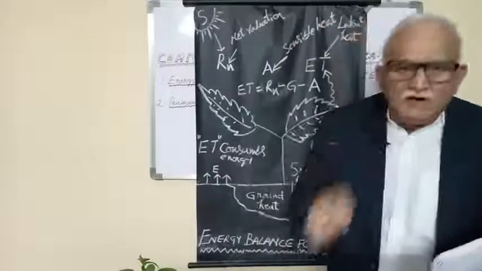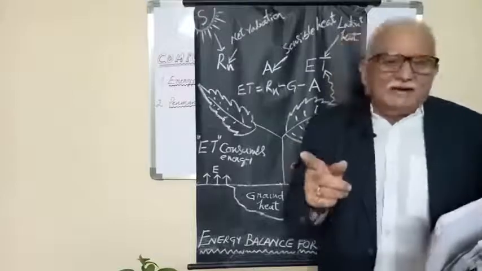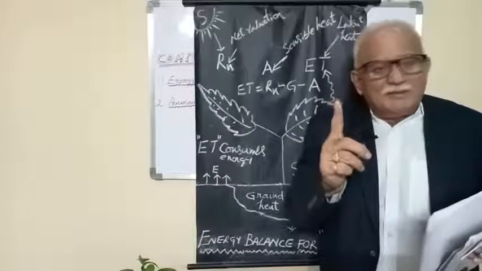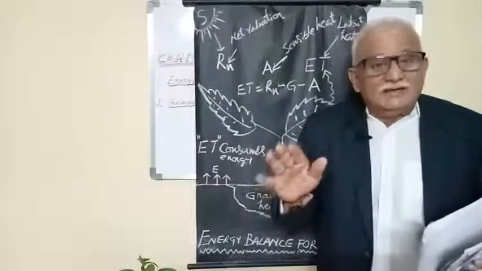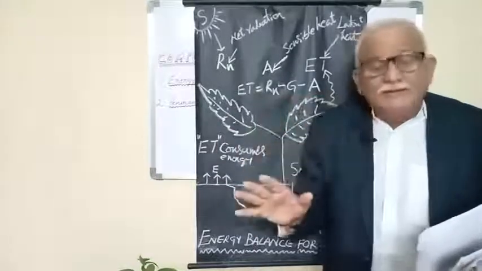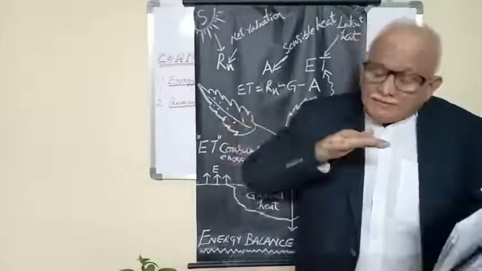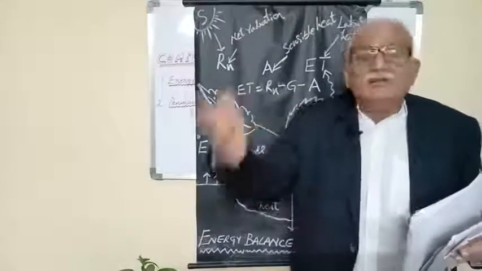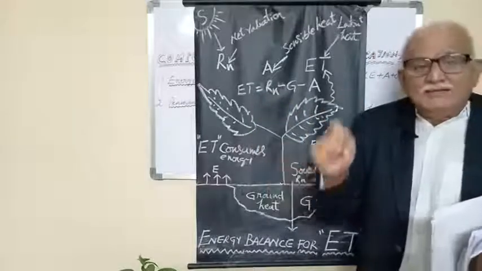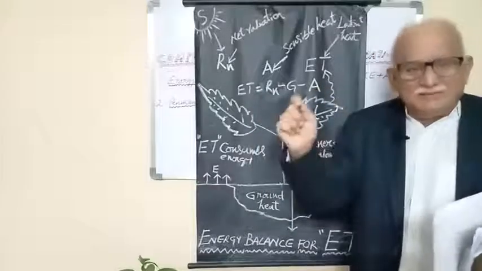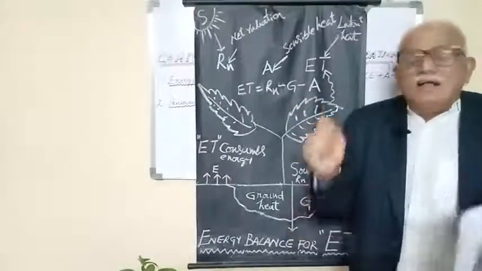Now, in this class, what we are going to study, after knowing the Blaney-Criddle method and modified Blaney-Criddle method, are the Penman method, the original Penman method, and the modified Penman method by Doorenbos and Pruitt in the year 1977. They also developed a wonderful evaporimeter, the sunken screen evaporimeter. Now, what I am interested to explain in this class is the energy balance method of estimating, calculating or determining the evapotranspiration.